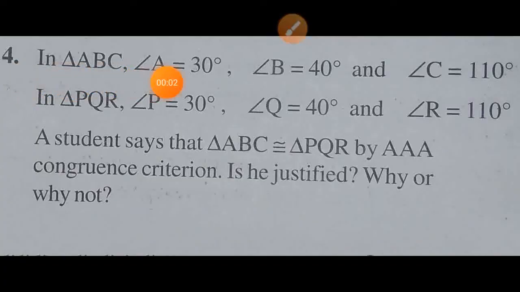In triangle ABC, angle A equal to 30 degree, angle B equal to 40 degree and angle C equal to 110 degree. And in triangle PQR, angle P equal to 30 degree, angle Q equal to 40 degree and angle R equal to 110 degree. A student says that triangle ABC is congruent to triangle PQR by AAA, angle congruence criteria. Is he justified? Why or why not? No, because the two triangles with equal corresponding angles need not be congruent. In such a correspondence, one of them can be an enlarged copy of the other.